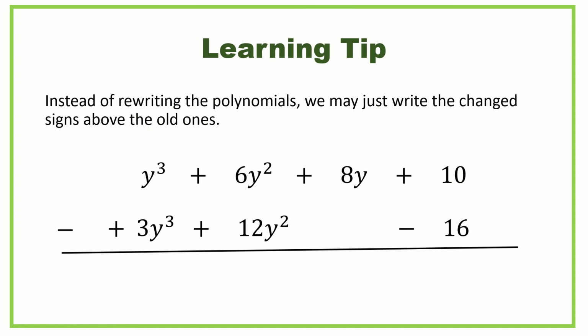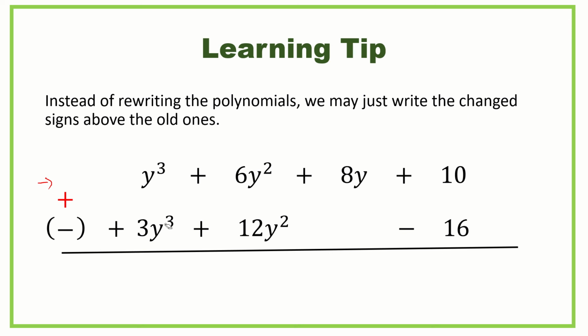Now, just a learning tip for you. Instead of rewriting polynomials, we may just change signs above the old ones. So if you really want to use only the vertical method, it's like saying, this is the given: y cubed plus 6y squared plus 8y plus 10. Then the operation is minus, right? So minus, the exact given is 3y cubed plus 12y squared minus 16. So instead of making a new one, we just enclose it in a parenthesis to give a sign, for you to remember that you change minus to a plus. So you put the plus now on top.